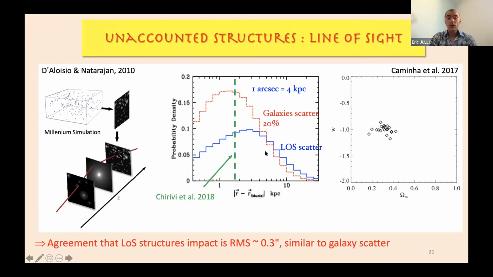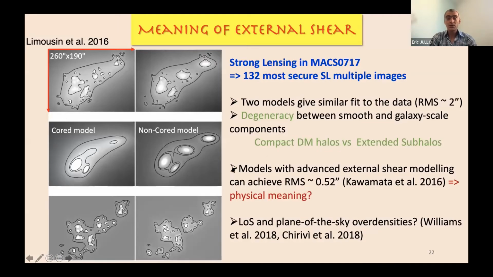I would like to spend a few minutes on this also. You can see in Limousin et al. 2016 that you can have different models which give the same exact RMS. And it's impossible to go further without doing some more advanced modeling. This is what has been done by Kawamata et al. in 2016. But then you end up with clumps of matter a bit everywhere and external shears, and it's hard to understand the physical meaning of it.